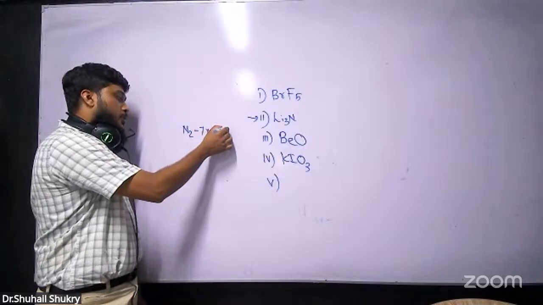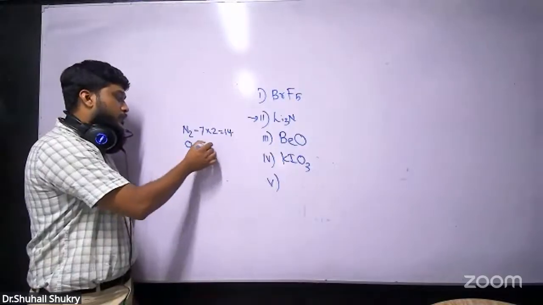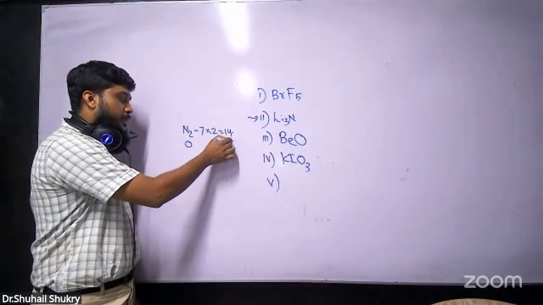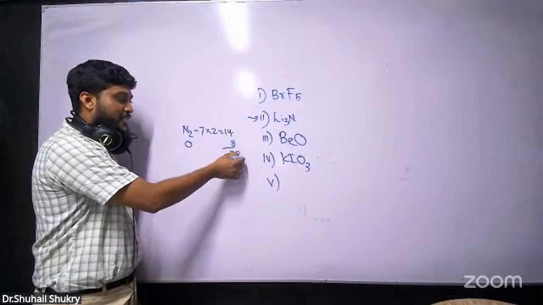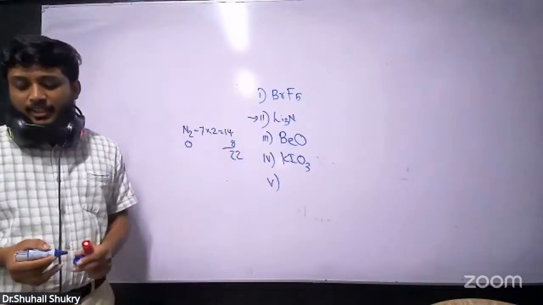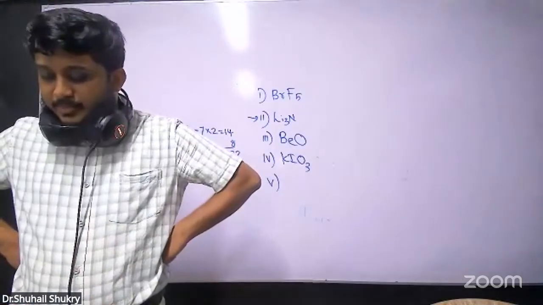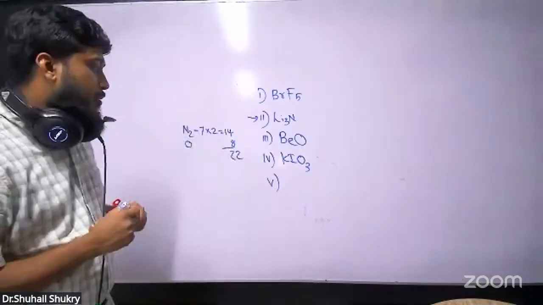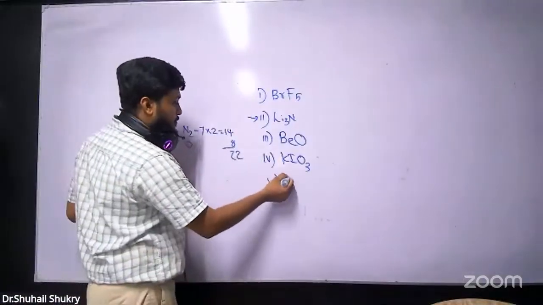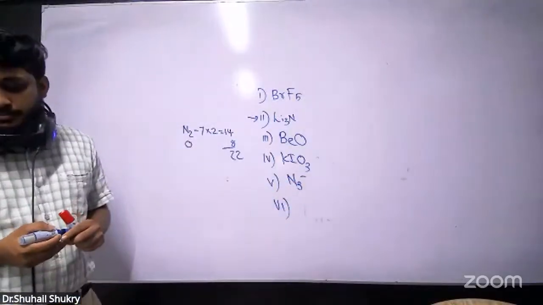How much? 14. For oxygen, 8. 14 and 8, 22 electrons are there. Now you check who has 22 electrons. Which one did you get as the answer? N3 minus. Very good. N3 minus only has 22 electrons. Answer is N3 minus.